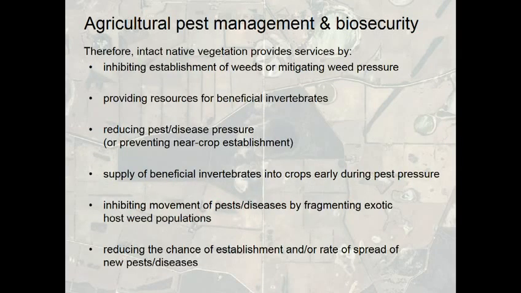Okay, so therefore, I've sort of alluded to a lot of this. Native vegetation provides these services by inhibiting the establishment of weeds or mitigating weed pressure, providing resources for beneficial invertebrates, reducing pest and disease pressure, especially near crops if the vegetation's there, supplying beneficial invertebrates into crop early in the growing season or early in the pest pressure, inhibiting the movement of pests and diseases by fragmenting weed populations, and reducing the chance of establishment and rate of spread of new pests and diseases. So good quality native vegetation will impact in those ways.